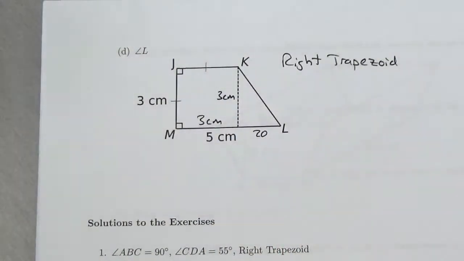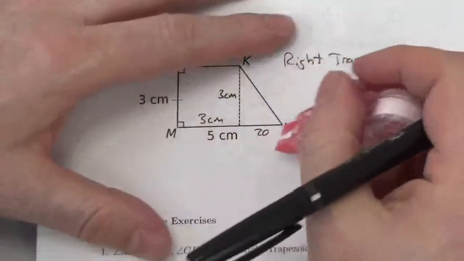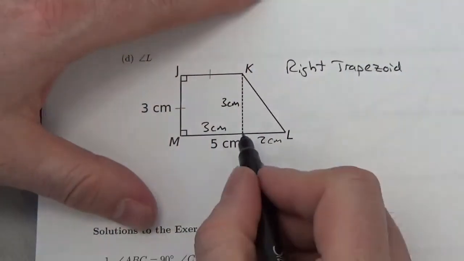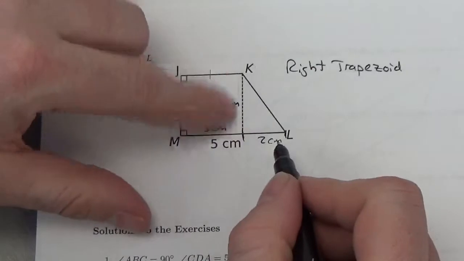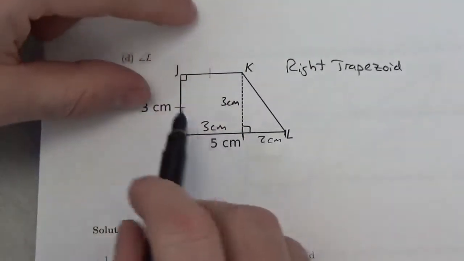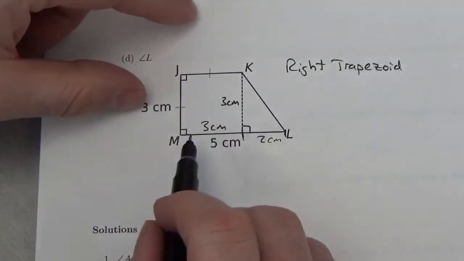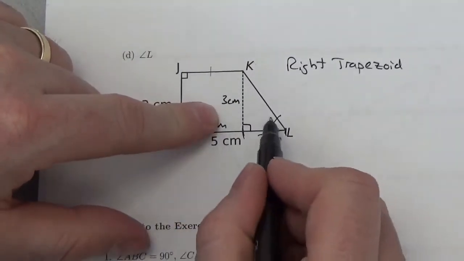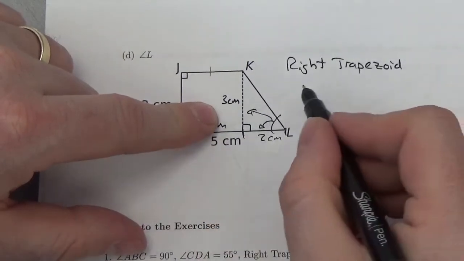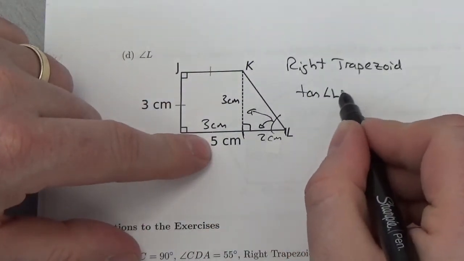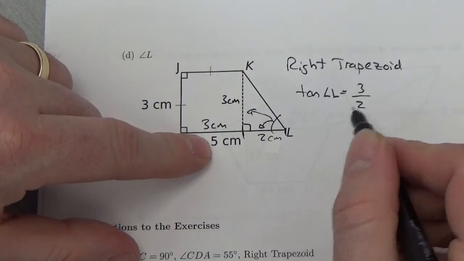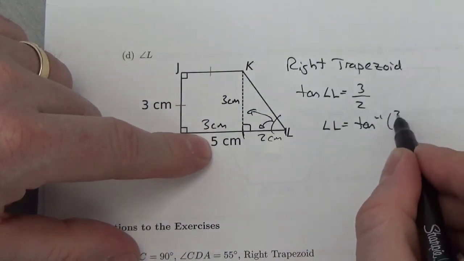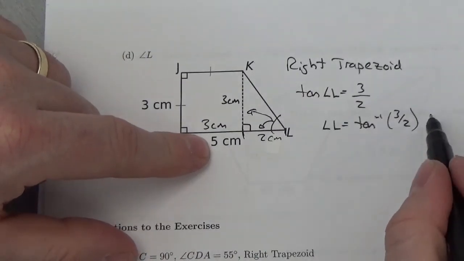Whoops, not 20. What was going on with that? 2 centimeters. So from there to there is 2, here to here is 3, and I know that this must be a right angle because I've established that this has got to be a square. Now, to get angle L, this side is opposite, this side is adjacent, so the tangent of angle L will equal 3 over 2. So angle L is the inverse tangent of 3 over 2.